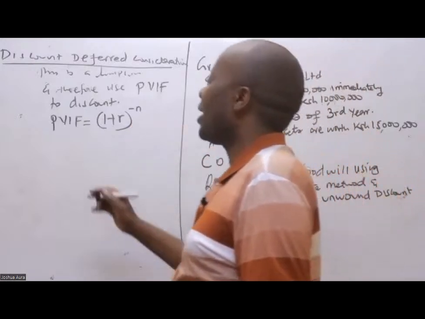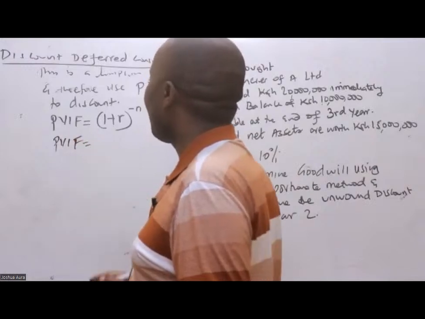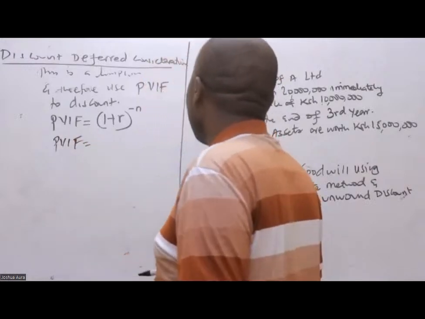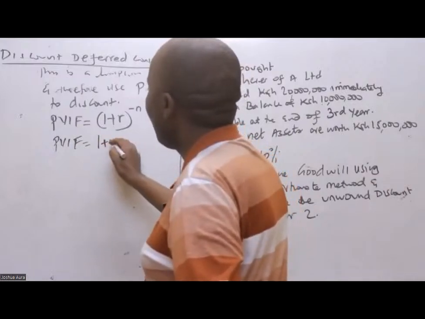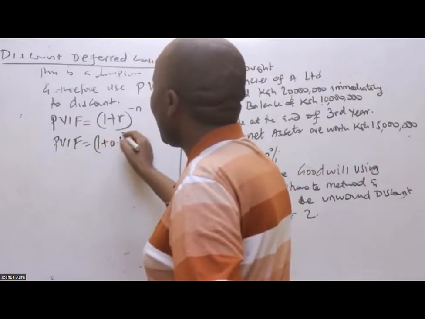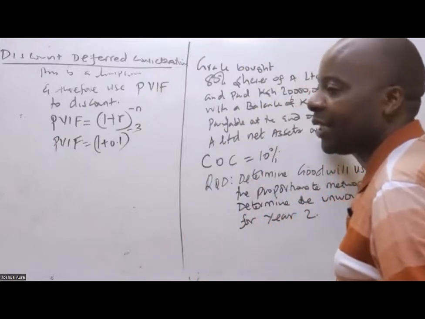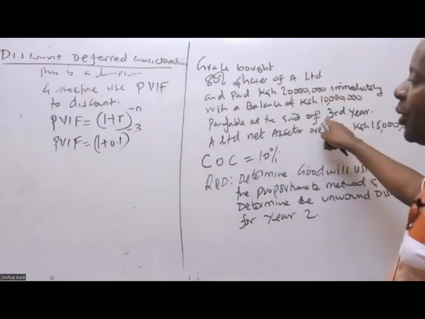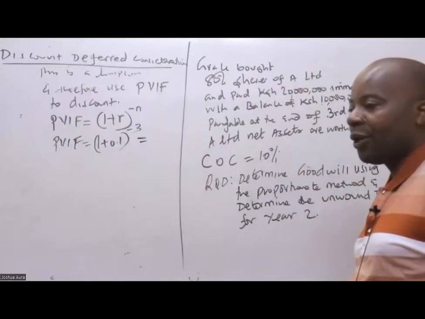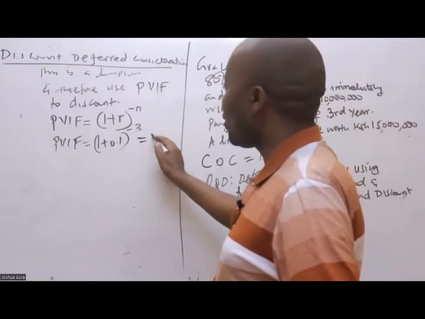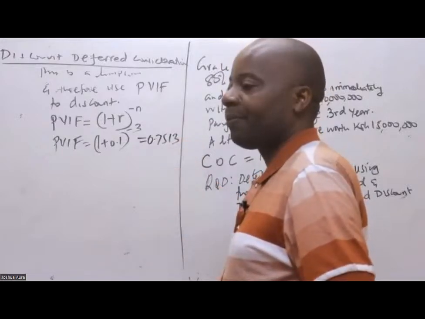So meaning that my PVIF here will be 1 plus R, which is 1.1, raised to -3, because Grace is going to be paying this amount at the end of the 3rd year. So is there somebody who can give me this figure? 4 decimal places. Benjamin gives me 0.7513. Thank you very much.